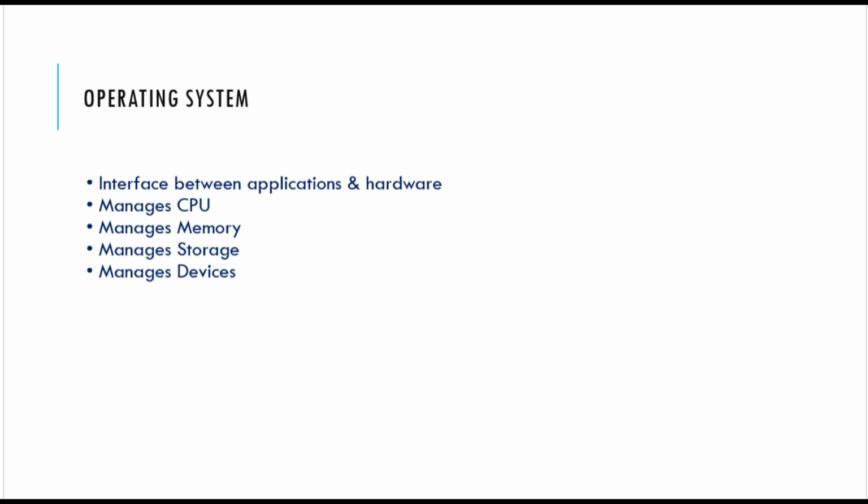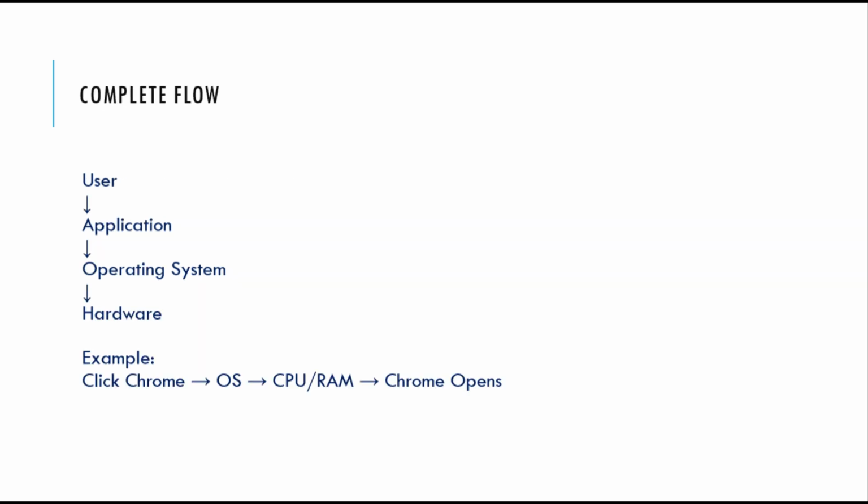Okay, so let's quickly revise. The user interacts with the applications. The applications communicate with the operating system. The operating system manages the hardware, and the hardware performs the actual work. Simply remember this order: user, application, operating system, hardware.